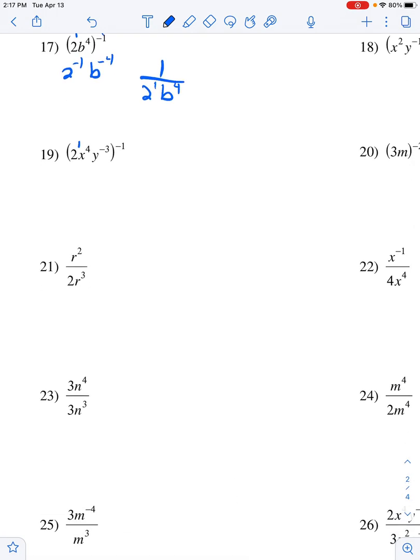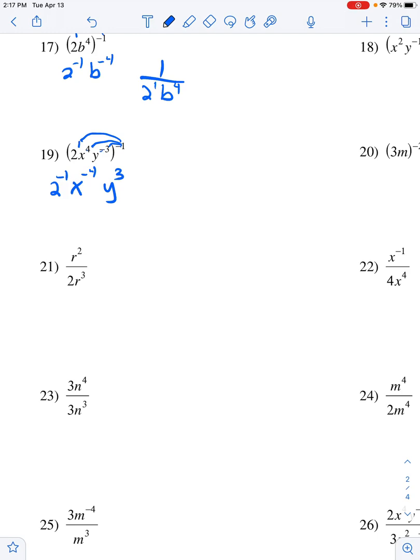So you multiply: negative 1 times 4, negative 1 times 4, negative 1 times negative 3. So that would be 2 to the negative first power, x to the negative fourth power, y to the third power. So 1 times negative 1 is negative 1, 4 times negative 1 is negative 4, and negative 3 times negative 1 is positive.